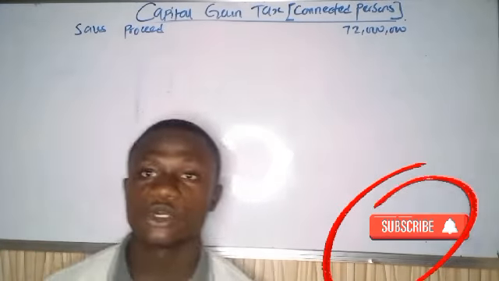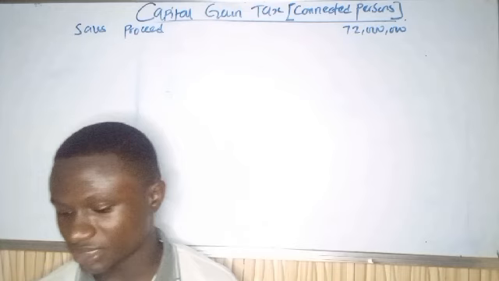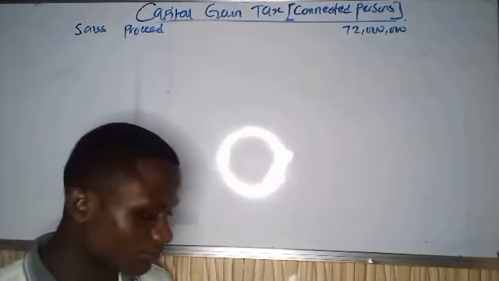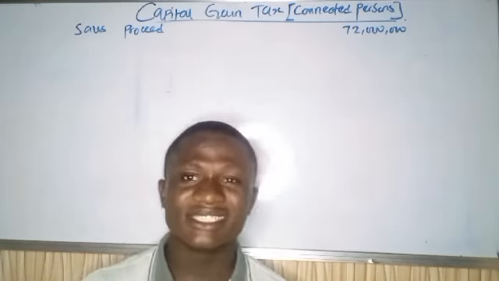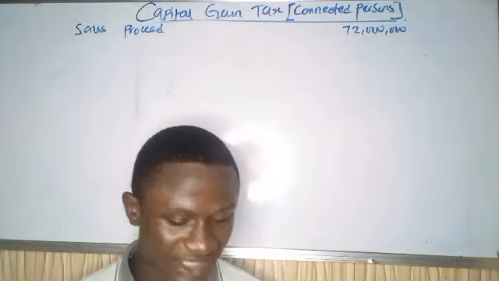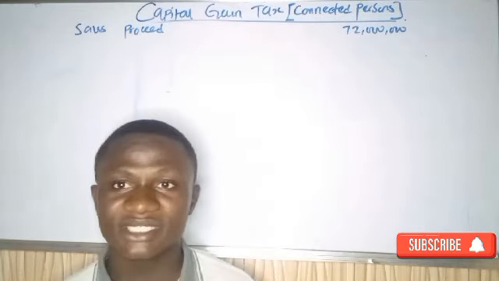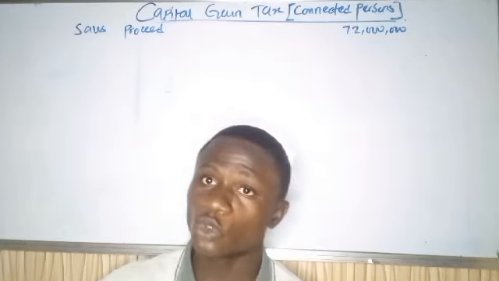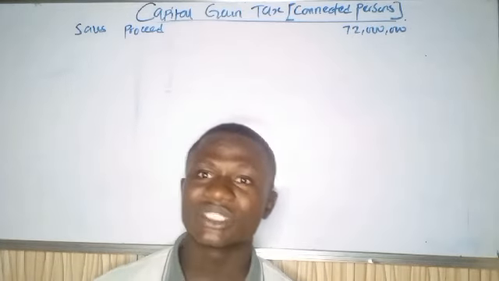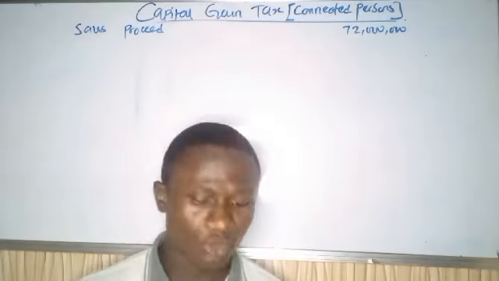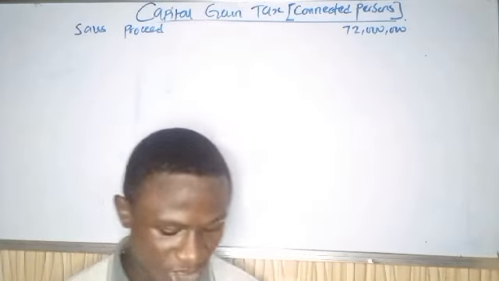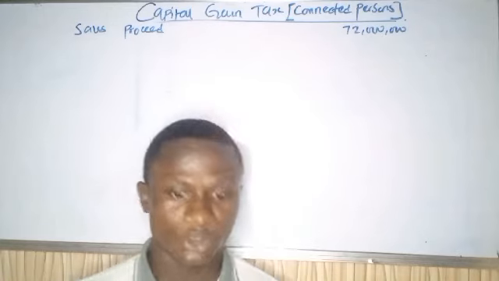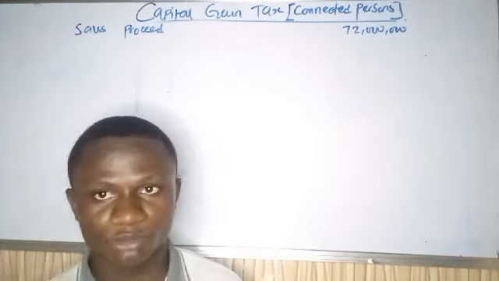So are there any costs or expenses he incurred for him to be able to sell the asset? Yes, there are expenses he incurred. We have the improvement fee. But no, the improvement fee is part of the cost of the asset, because I said in my first video on capital gain tax that any money you spend on an asset to increase its value, or to make it more efficient or work better, is part of the cost. So improvement fee is not the expenses you incurred on the sale. It's part of the cost of the asset. So don't mix that together.